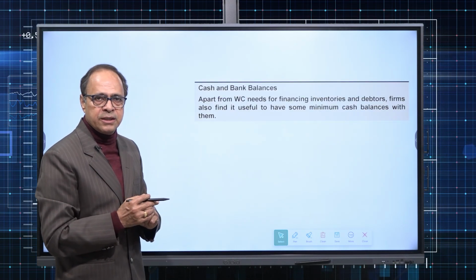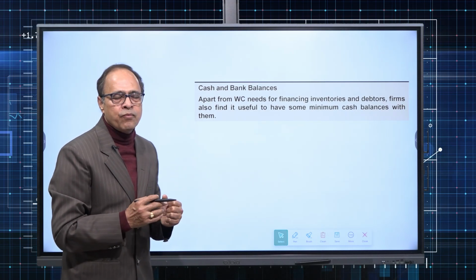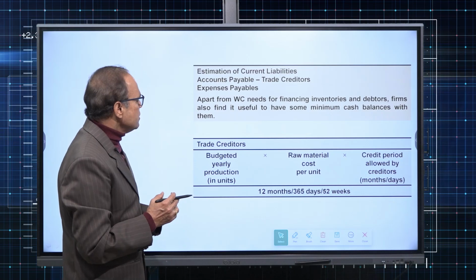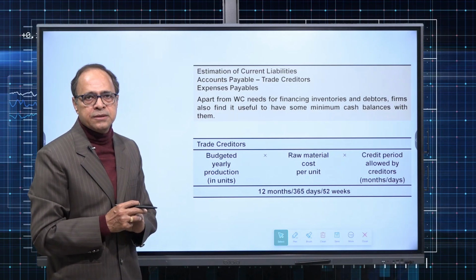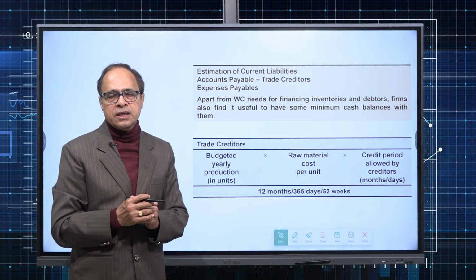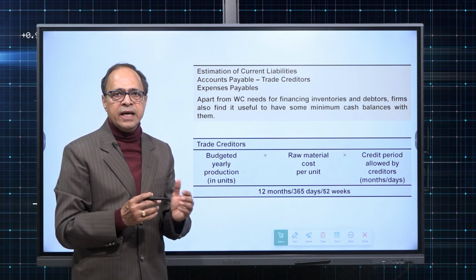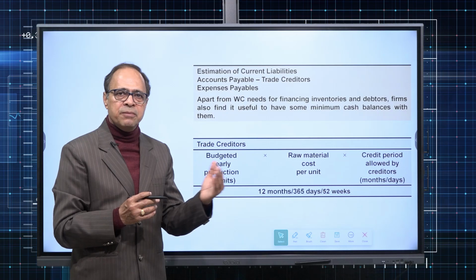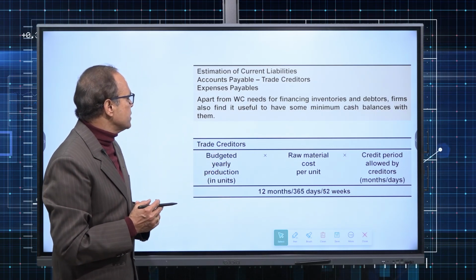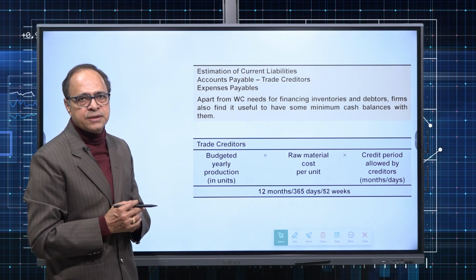Cash balance we have already seen. So all these four become current assets. Then we estimate current liabilities, because once we have estimated current assets, however, there may be other current assets also. We will deal with that, like prepaid expenses. So they will also become an asset. Right now, proceed further, estimation of current liabilities.